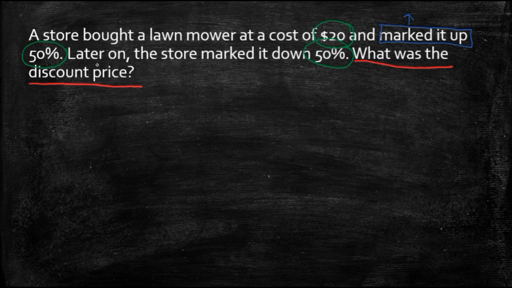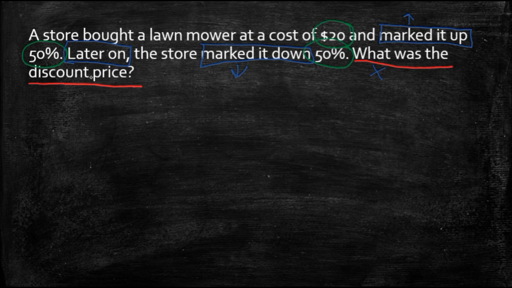Okay. Later on, you know what? I'm going to go ahead and cube that in because that tells me that this is a multi-step problem. Okay, and then marking it down is in there as well. Look at all of these clues we have. So we know that it got marked up and then it got marked down. Okay, so what was the discount price? That's our variable. And we know where that goes.